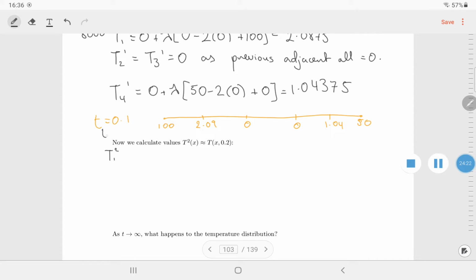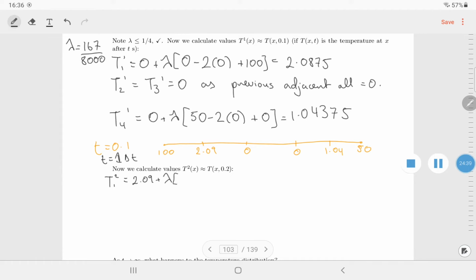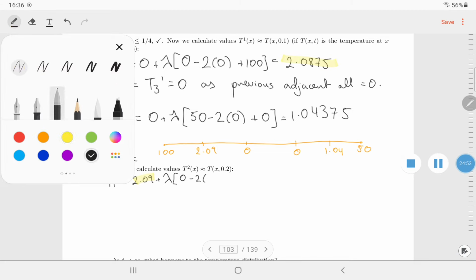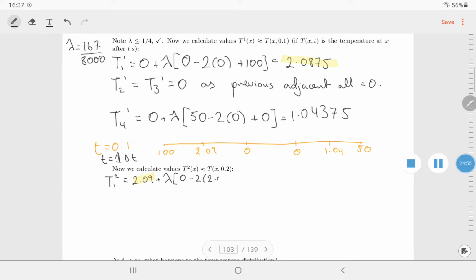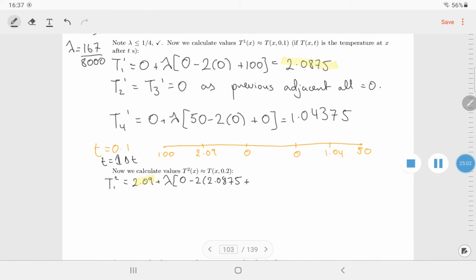So this is t equal to 1, that's L equal to 1, delta T, and now we're looking at 2 delta T. So it's the previous temperature 1, which is the 2.09, plus the lambda, which is that 167 over 8,000, times the next temperature, which is still 0, minus twice the current temperature. Actually, I shouldn't be using 2.09. I'm actually going to be using this number here. So that's 2.0875 plus what does the formula say? The previous to this one is the 100. And I'll round this to 5 significant figures.